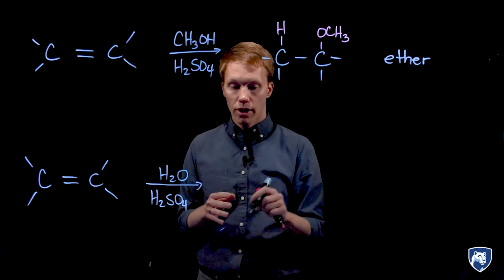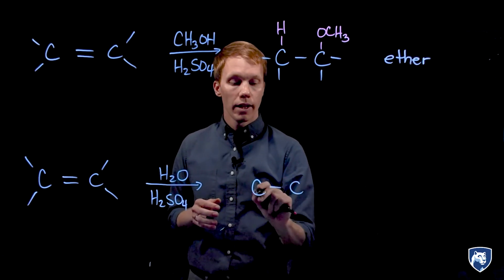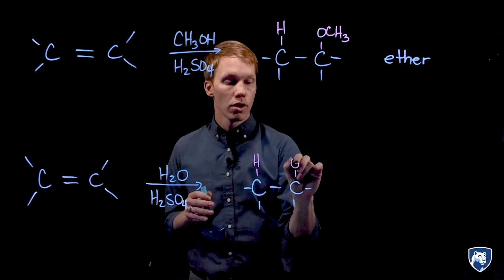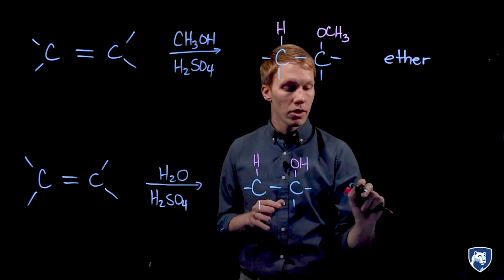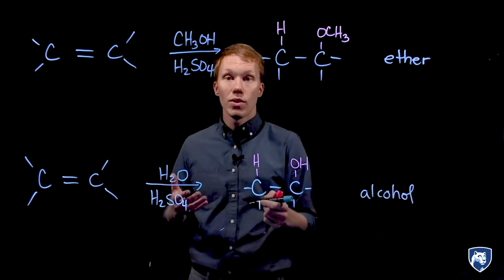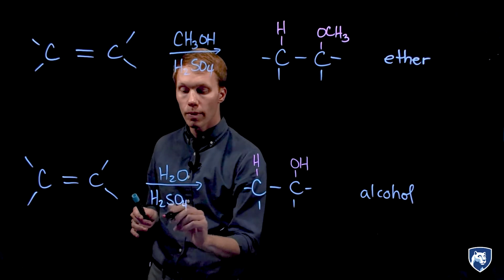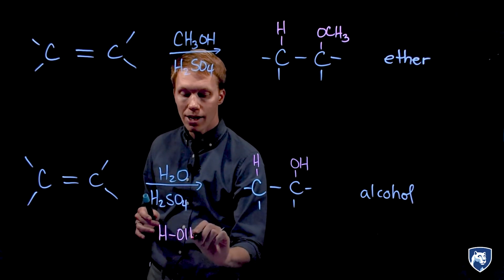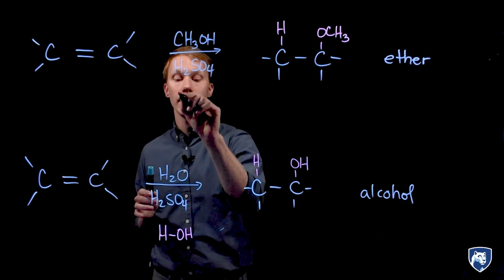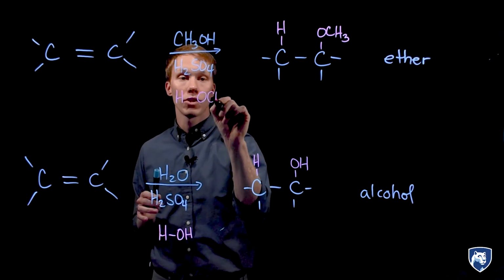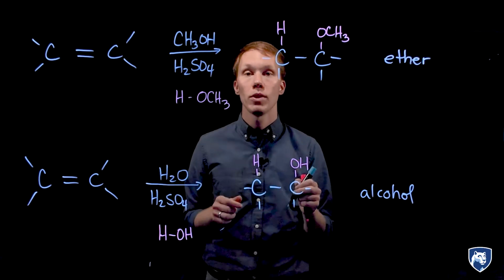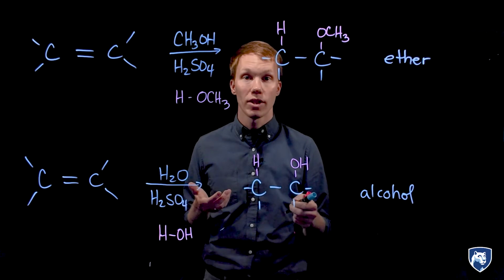In the hydration reaction, for comparison, we have a situation where we add an H and an OH to our alkene to generate an alcohol. The only difference here is due to the structure of our reagents. We have an HOH that we're adding to our alkene versus here we're adding an HOCH3. So the two components that are added are different solely due to the structure of our reagents.